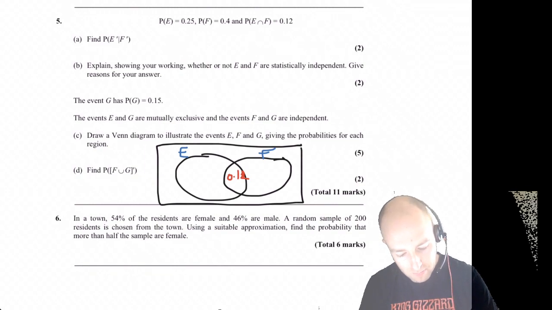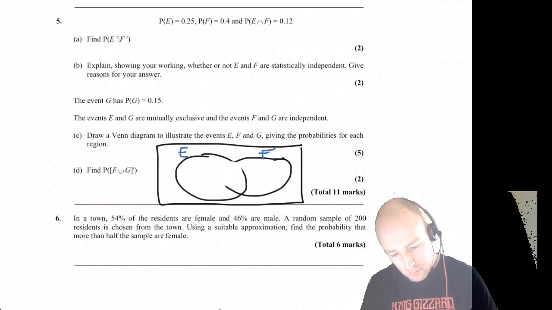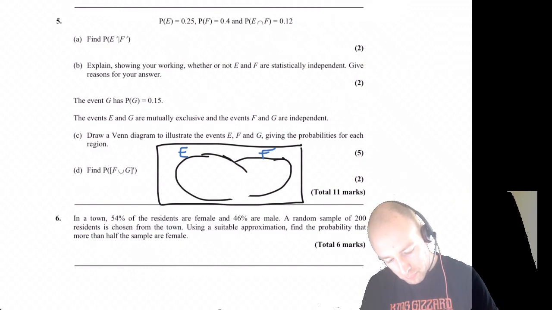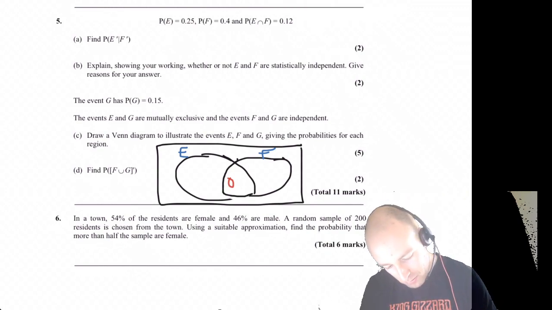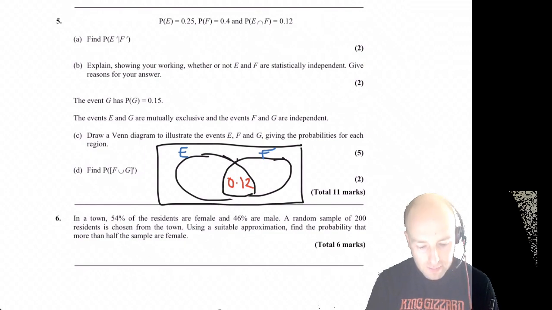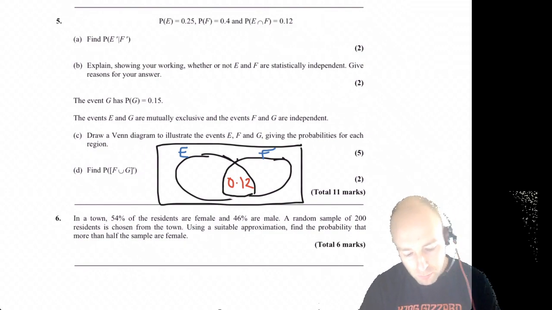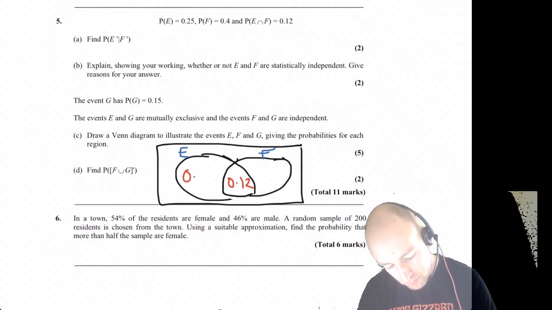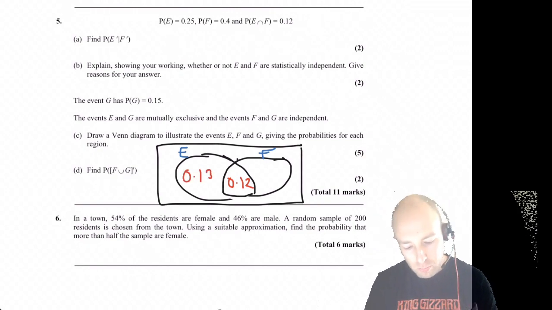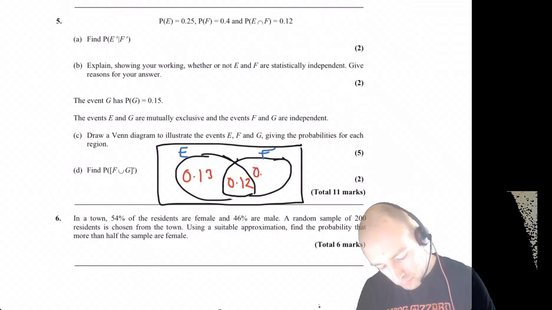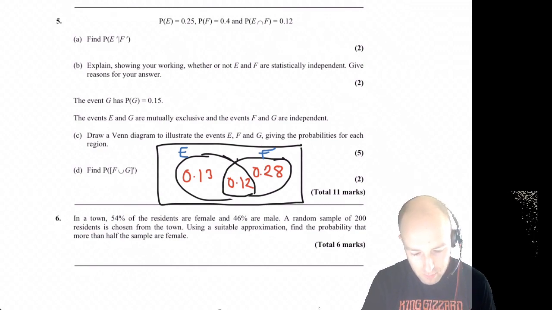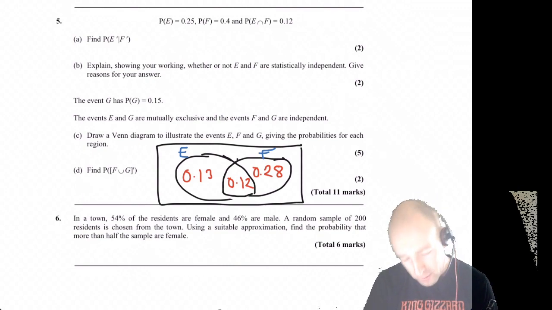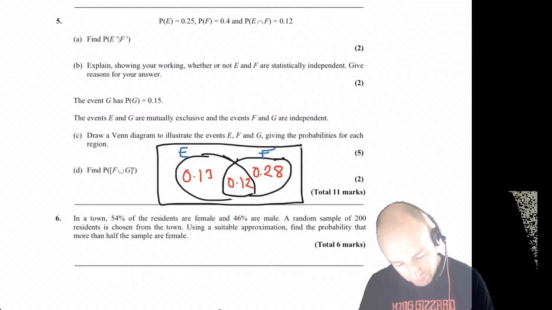It's not really working, is it? Let's just redraw the middle of the Venn diagram. There we go. So 0.12. And the rest of the E circle is going to be 0.25 take 0.12, so it's going to be 0.13. And the F circle is 0.4 take 0.12 gives me 0.28. So with the middle bits filled out, we can find the outside bit, which will be, the inside will be 0.53, so the outside is going to be 0.47.